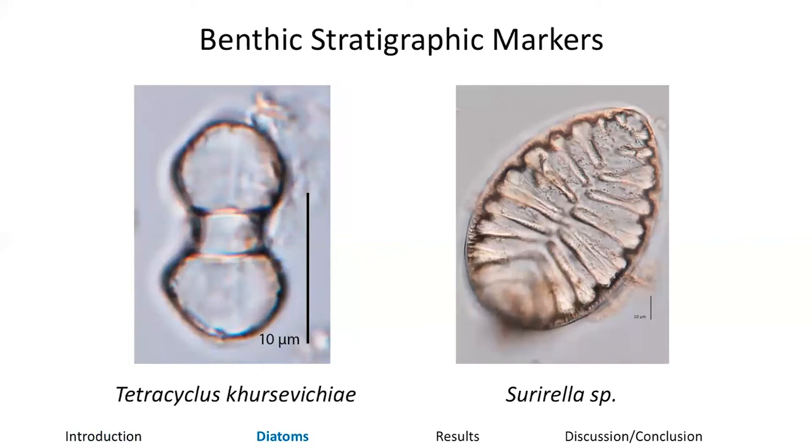So Tetracyclus likes to live in clear water that's low energy, which means it doesn't like to be knocked around by a bunch of waves. It likes to just hang out on the sediments. Whereas Ciriurella doesn't mind turbid, murky waters. So what I did was I counted the total abundance of diatoms throughout the core, as well as the abundance of each of these individual four diatoms, and any phytoliths and volcanic ash. And here are the results.